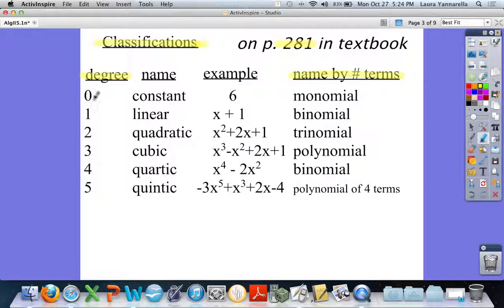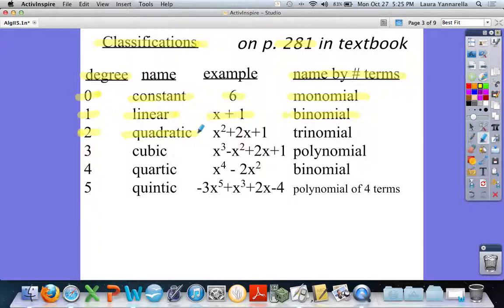The degree is the power on the x term. If I had a 0 power, x to the 0 power is simply 1, and that would leave us with a constant, like 6. Because there's only one term, we'll call this a monomial. If I had a degree of 1, that would be something like x plus 1. That's a linear polynomial, and because there are two terms, x and 1, that makes it a binomial, bi meaning 2.